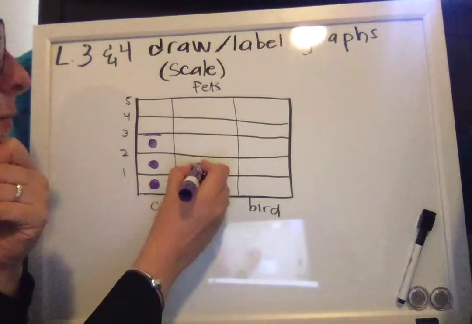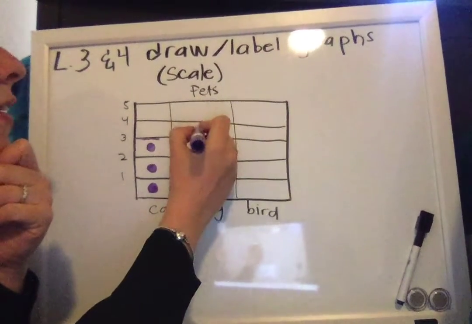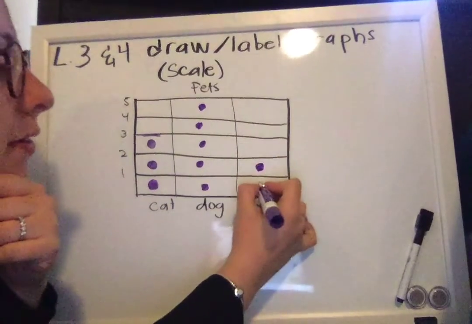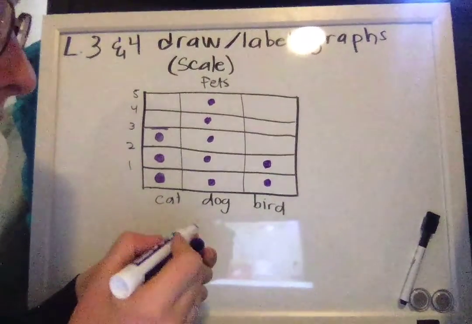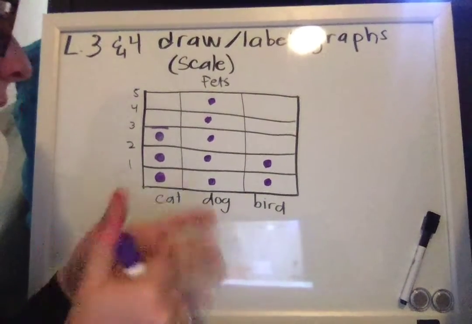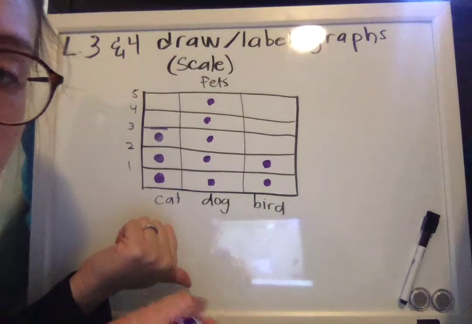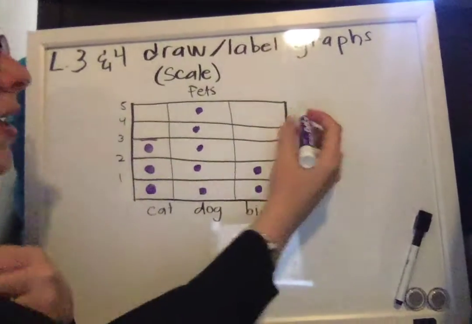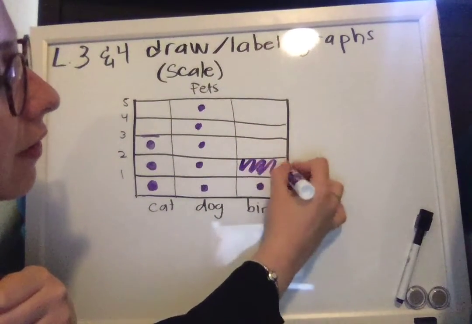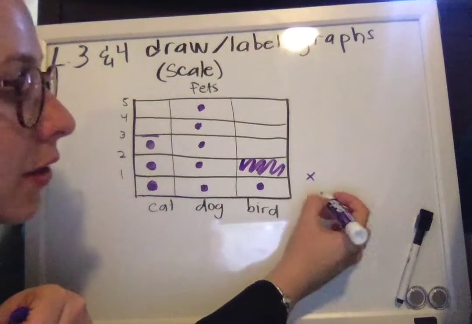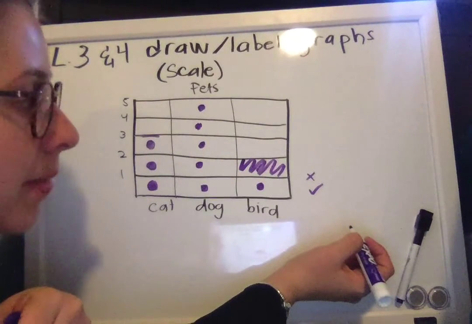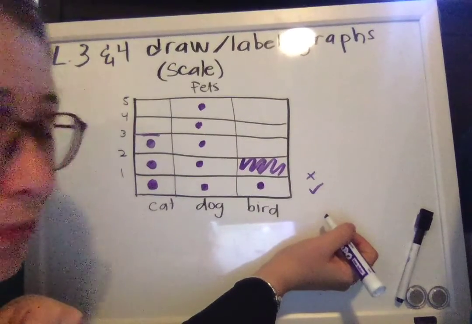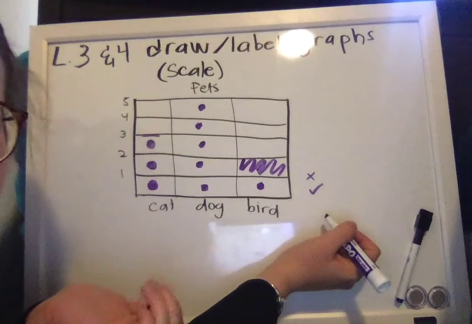I'm going to keep going. A lot of people like dogs, so I'm going to say that 5 people wanted dogs and 2 people wanted birds, okay? So there's my graph. Sometimes you'll see people just putting an X in each square. Sometimes they'll look scribbled, like this. Or sometimes you see an X or a check mark inside the box, which is fine. But I'm going to stick to these dots right now. Okay, so easy peasy.